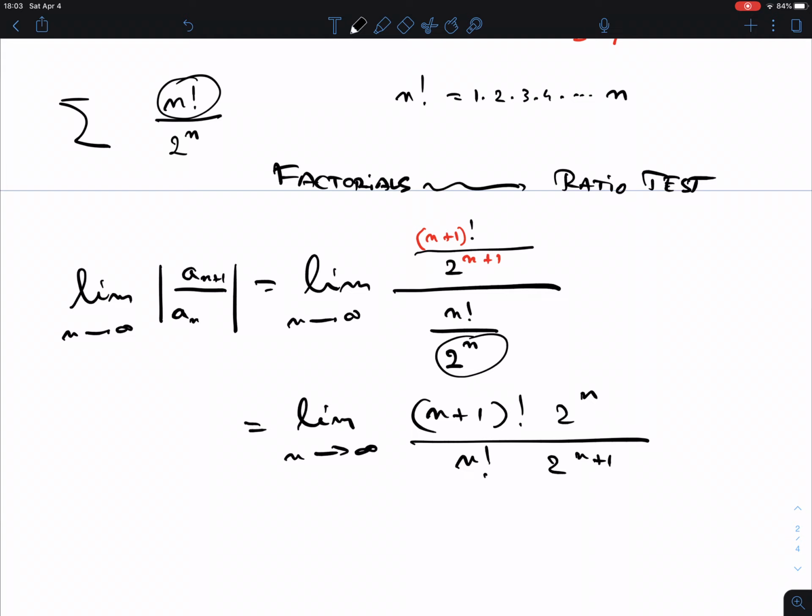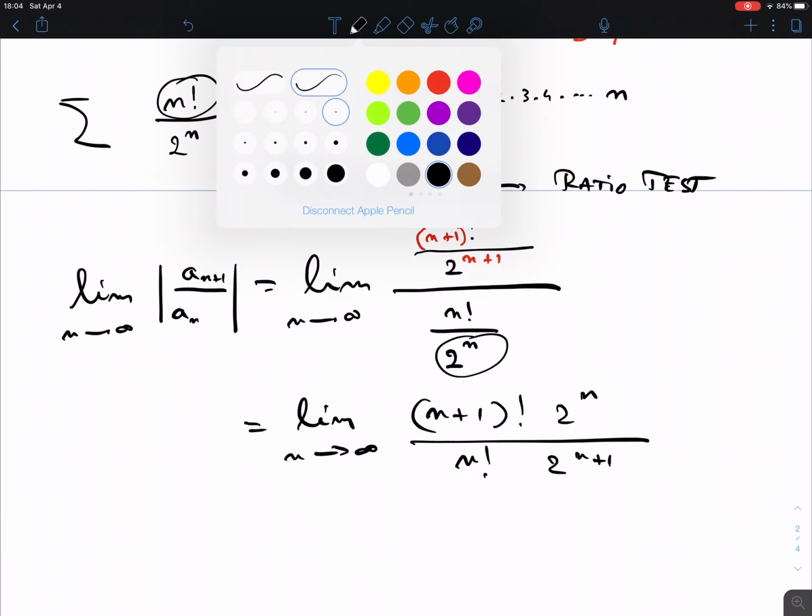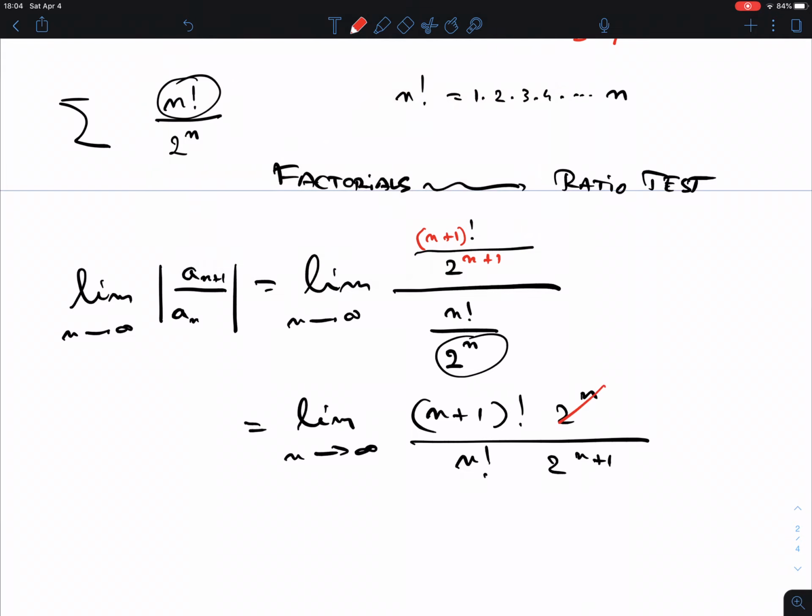Let's do the easy one first. The easy one is the powers of 2. What we're left with is a single power of 2 here. Now what about this guy here? And this is a trick. Once you understand the trick, it's actually very easy, but you have to understand it.